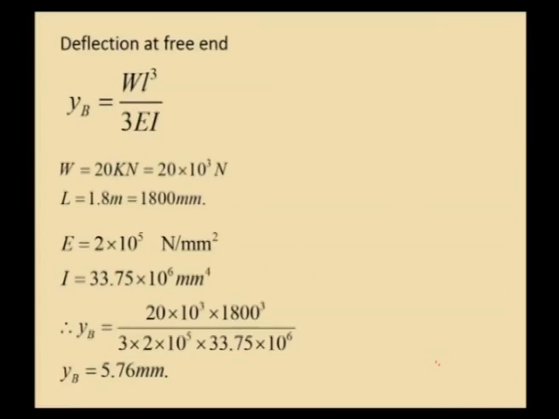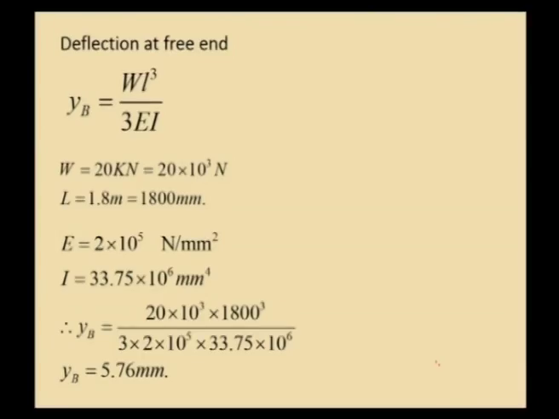Next, deflection at free end. So, the deflection at free end Y B equal to W L cube by 3 E I. We know the value of W, we know the value of L, Young's modulus is known and I is computed using b d cube by 12. So, substituting these values, we get Y B, that is deflection at B, equal to 5.76 millimeter.